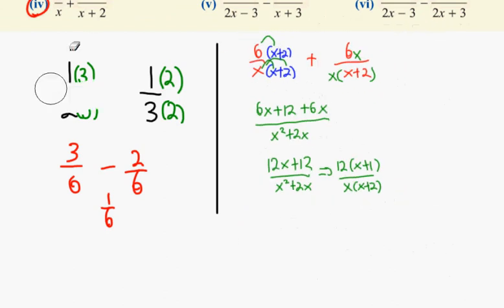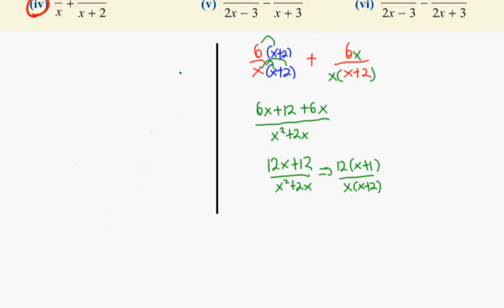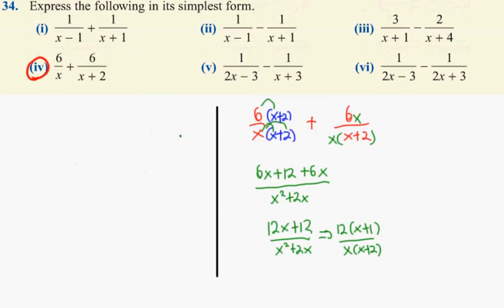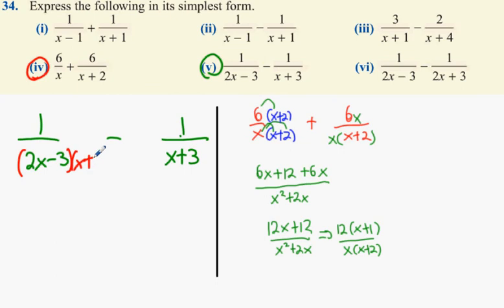Now, do another one. Another example of doing one of them would be the likes of part 5: 1 over 2x minus 3, take away 1 over x plus 3. Any ideas how to do this? Multiply by x plus 3. Excellent.